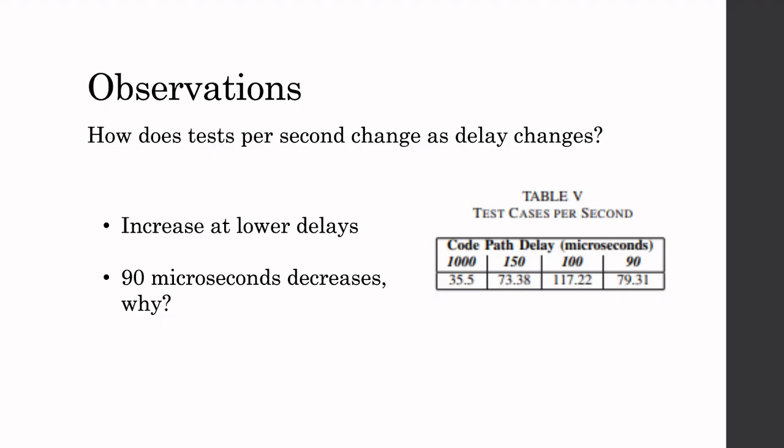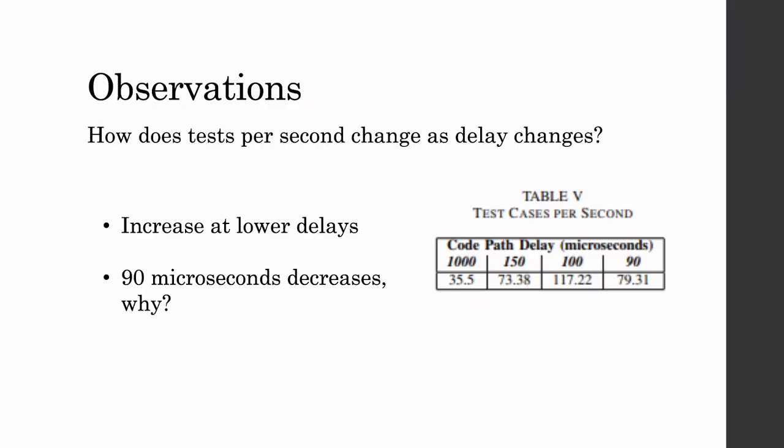So if you look at the table, you'll see that as the code path delay decreased, the test cases per second tended to increase. At the same time though, when you look at 90 microseconds, the test cases per second actually decreased again. So you might be wondering, why is that?